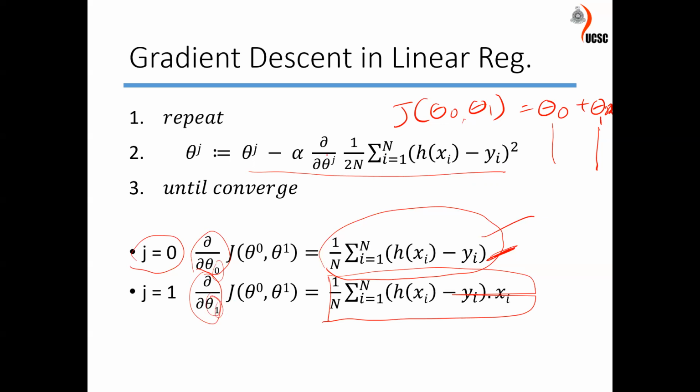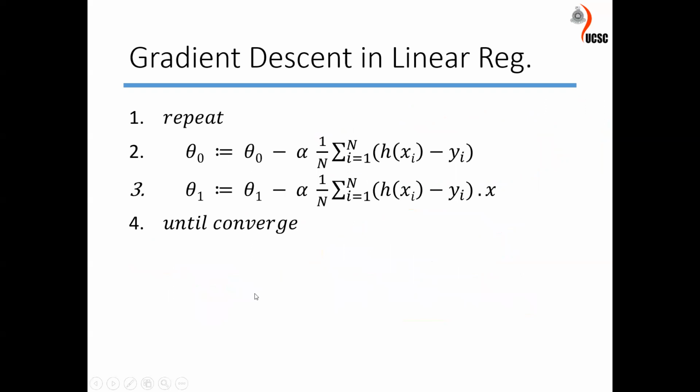Because of that, you can't do the derivation directly. You have to do one update for theta naught. To do that, you need to get the partial derivatives. You need to differentiate with respect to theta naught to update theta naught. Then you need to differentiate with respect to theta 1 to update theta 1. So this is the final algorithm.